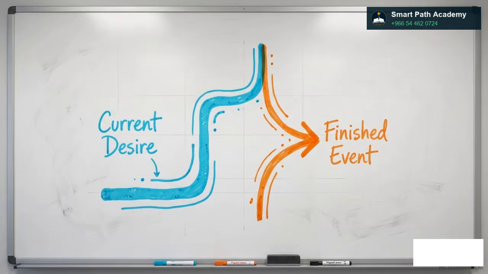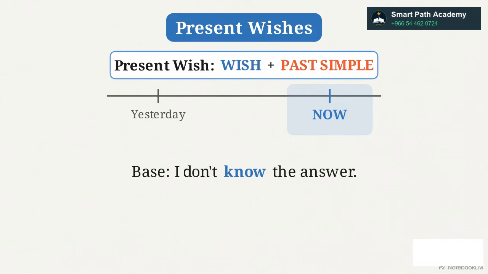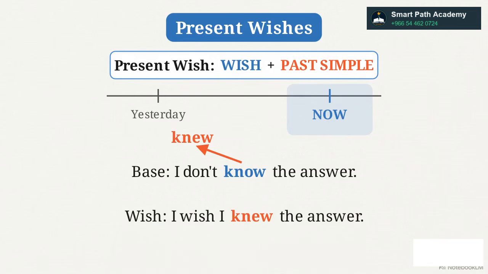Correctly using wish, start with identifying which timeline applies, a current desire for change or a reflection on a finished event. Let's focus on the blue section, present wishes. Look at your current circumstances. Take the base sentence, "I don't know the answer." To transform this into a wish, shift the verb back one step to past simple. It becomes, "I wish I knew the answer."